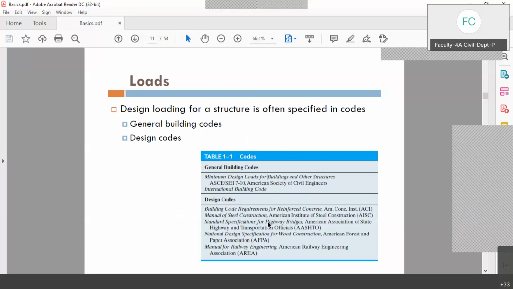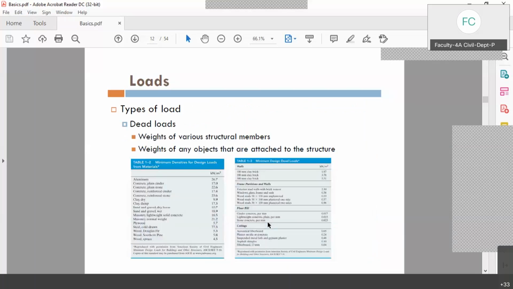Basically, general building codes are there, building design loading, and then there is the type of load which we call a dead load. Why do we call it a dead load? Because of the weight of various structural members, and the weight of any object that is attached to the structure. So that comes under the dead load.